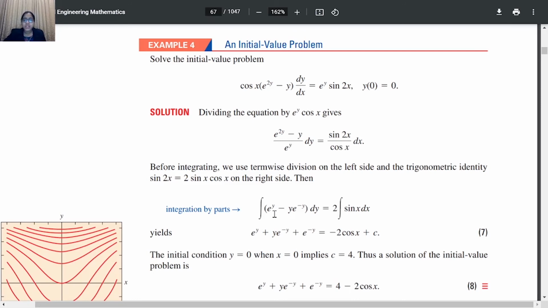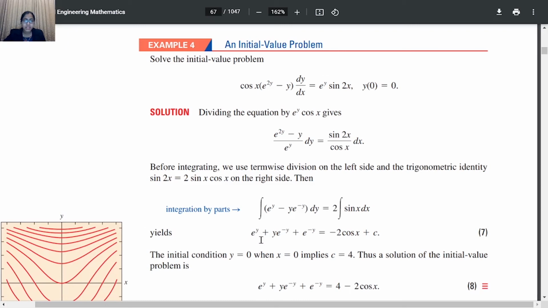So here, what is the integral of e raised to y? It is e raised to y itself. What is the integral of y into e raised to minus y? We have to use integration by parts. That will be y into minus e raised to minus y, minus of minus 1, so that will be plus, into the differential of y, which is 1, so that is e raised to minus y. Here this portion you have to consider integration by parts, by using ILATE, and the rest is easy.